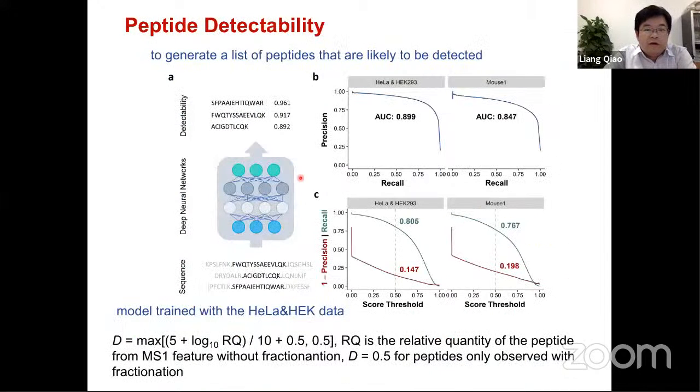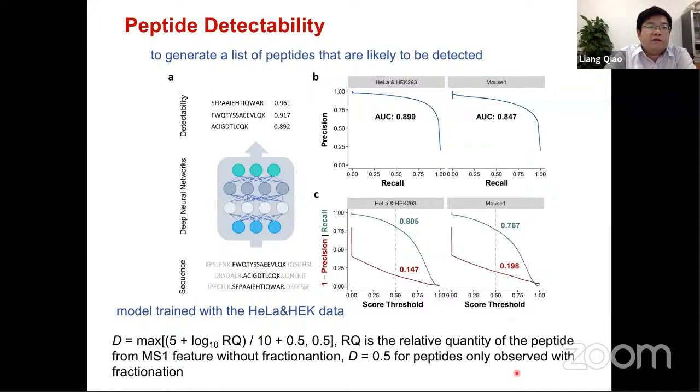And for the others, we have also performed the detectability prediction. So what is the detectability? Actually, it is to generate a list of peptides that are likely to be detected by the bottom-up proteomics methods. Basically, we have the detectability score, which is based on the relative quantity of the peptides from the MS1 feature.